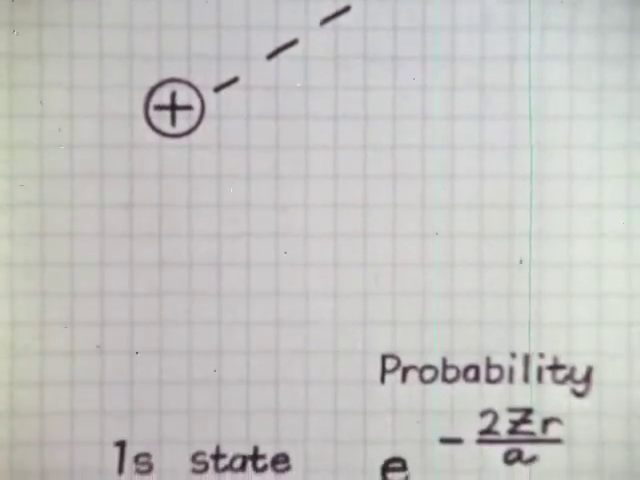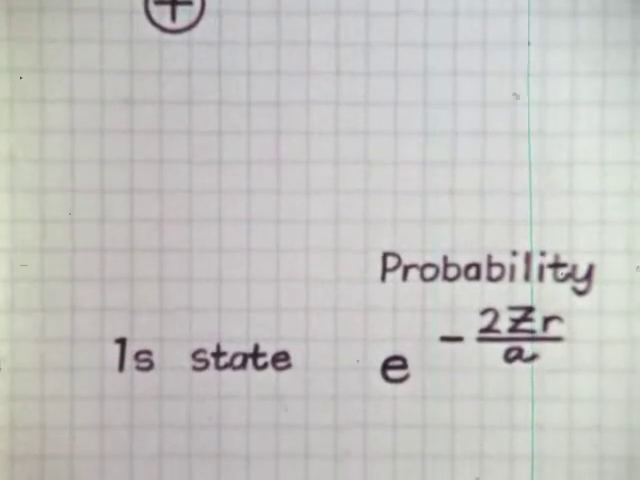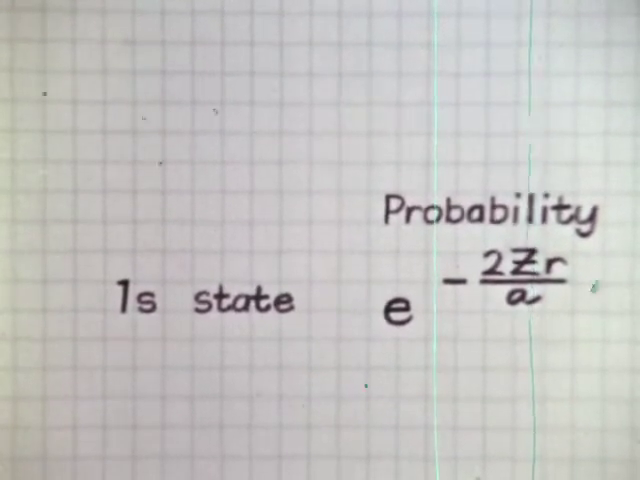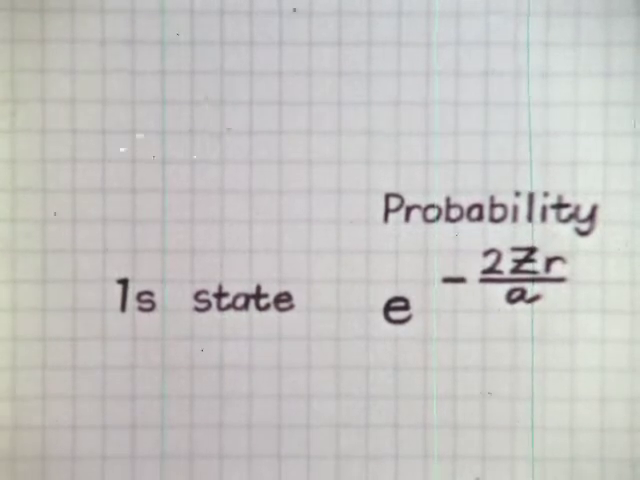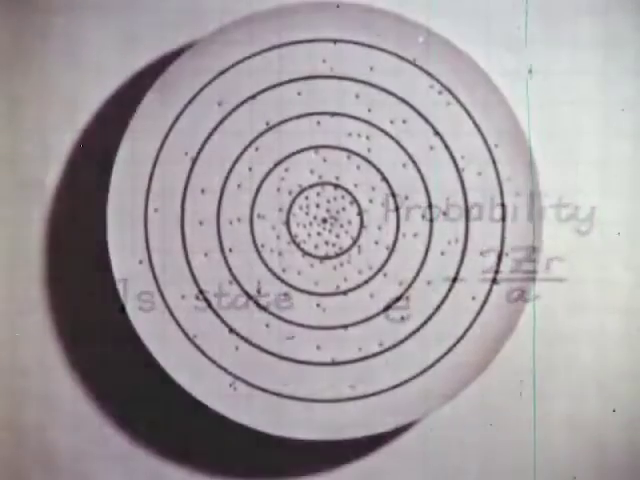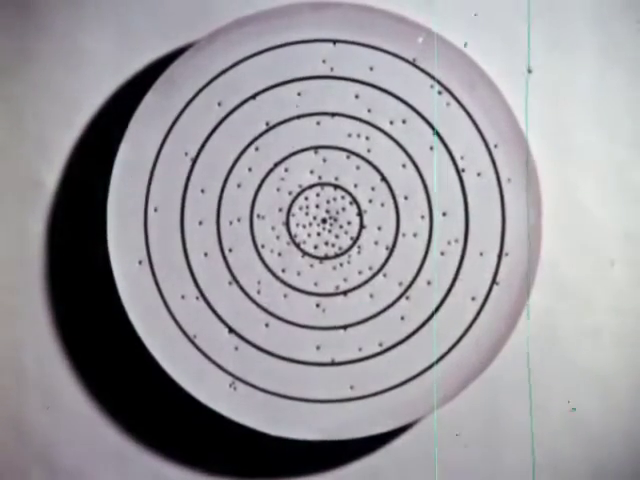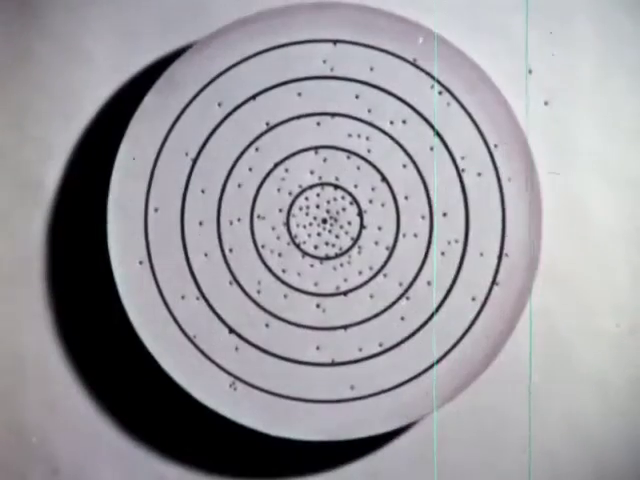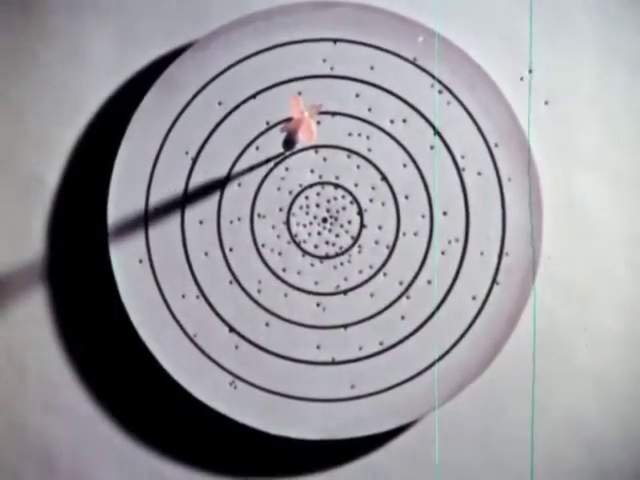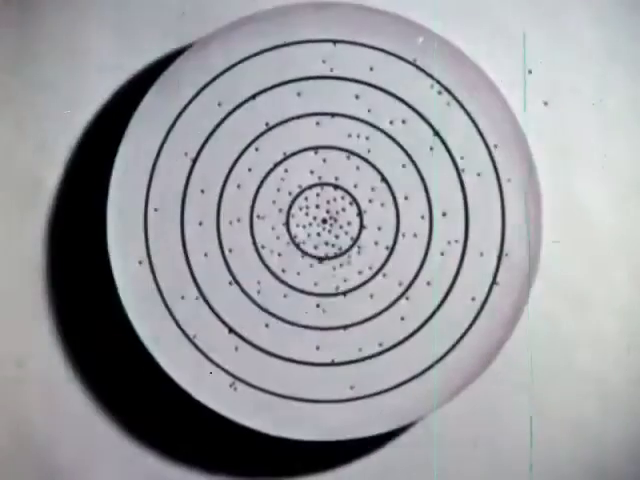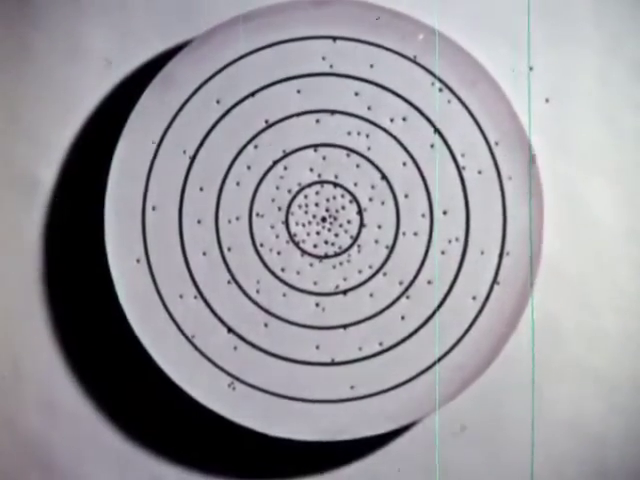To answer this question, we will consider the 1s state, the lowest and most stable energy state of the hydrogen atom. Quantum mechanics gives the results only in terms of probability. A dartboard will help us understand the kind of probability information that we get from quantum mechanics. See where the dart hits. Each throw is completely independent of the others.